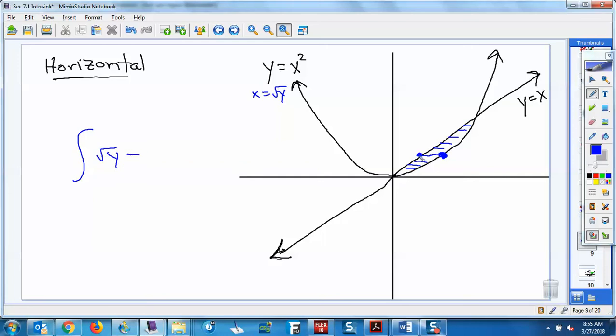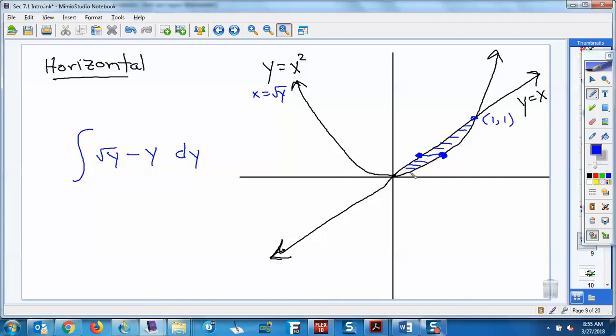Minus this x-coordinate. What's this x-coordinate? It says right here that x is equal to y. So minus y. And then the width dy. We don't need parentheses around that. But that would be this x-coordinate minus this x-coordinate, the bigger x-coordinate minus the smaller x-coordinate. And then that would fill the space.